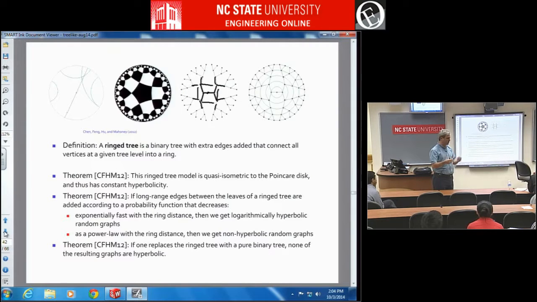So that seems like a good model for saying, can we add randomness as it's added in common random graph models and get something interesting? And the short answer is no.